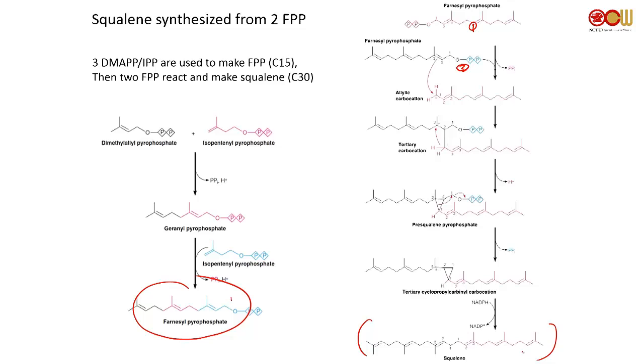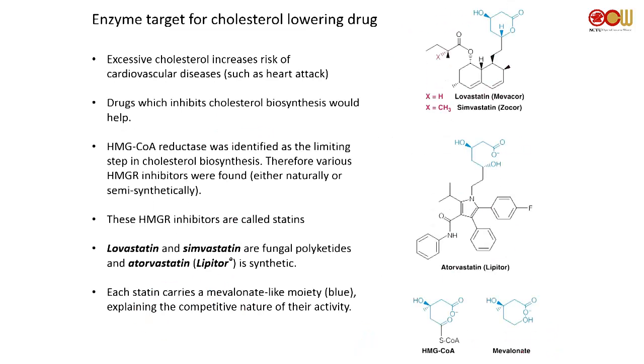In the future, if for whatever reason you're studying this, you can go back to the slides and say, okay, this is the mechanism. So understand, squalene comes from 2-FPP. So to give you a short example of what people are doing in terms of drug discovery, as you can see from the title slide, enzyme targets for cholesterol lowering drug.